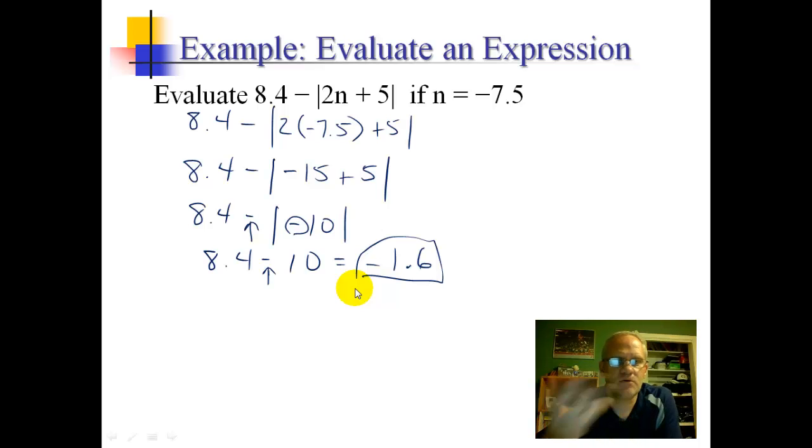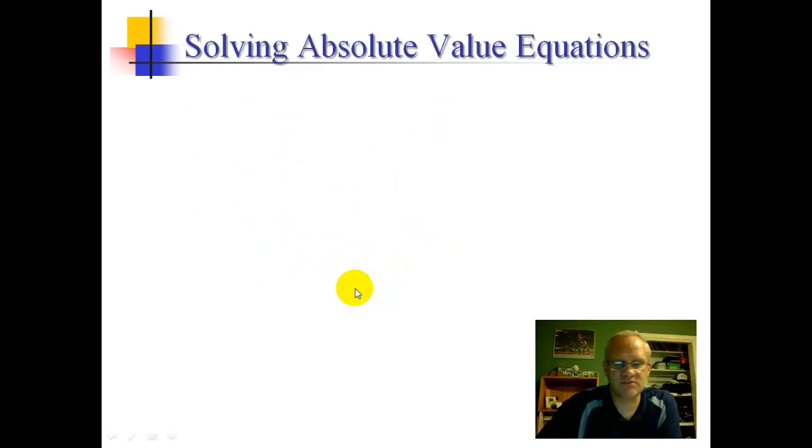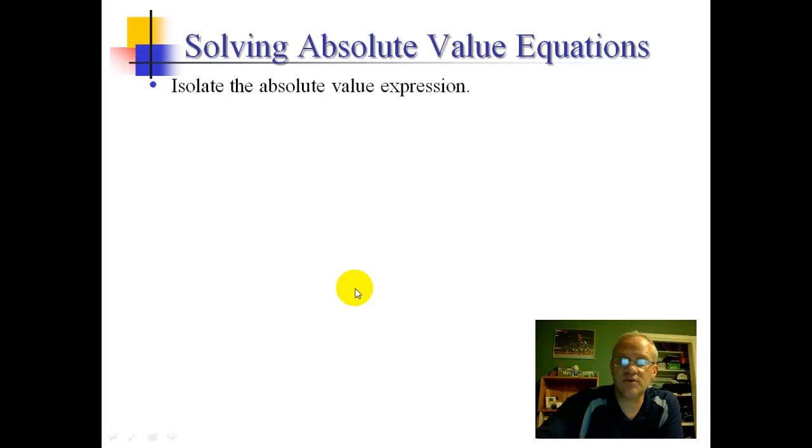Okay, so all we did was plug it in and work it out, still according to Please Excuse My Dear Aunt Sally. But whenever we get that down to a number there, we will take the absolute value of that in that situation. All right, let's take a look at solving absolute value equations.